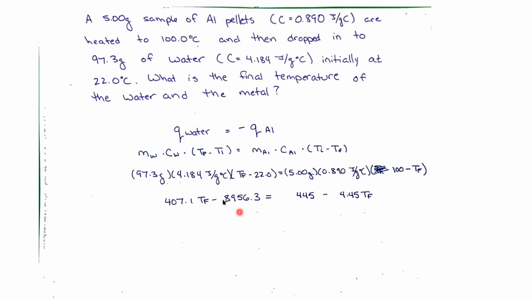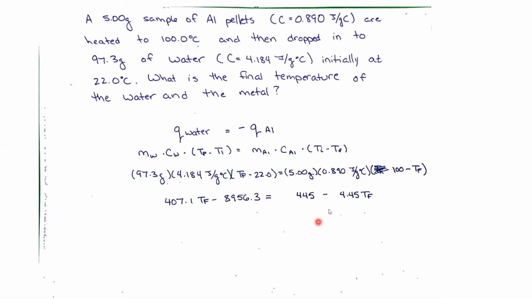So what I've got now here is what happens when I start doing the math. So these two numbers here, they're just numbers. I can multiply them. And when I do 97.3 times 4.184, I get 407.1. And then I can distribute that with the two things that are in these parentheses. So 407.1 times final temperature minus 407.1 times 22. So that's where this number comes from, just distributing this product.